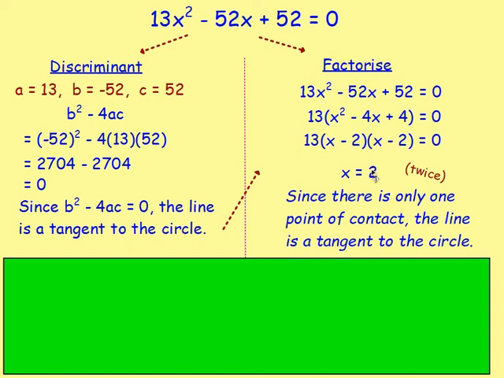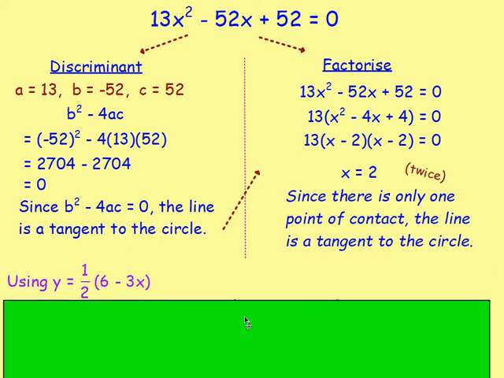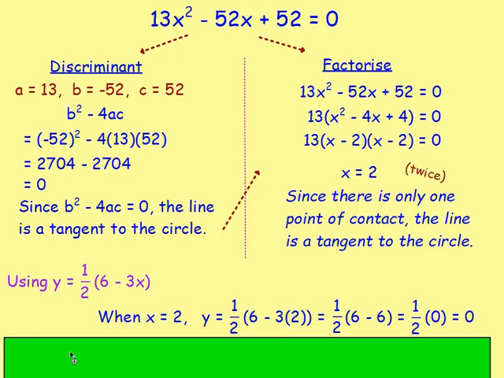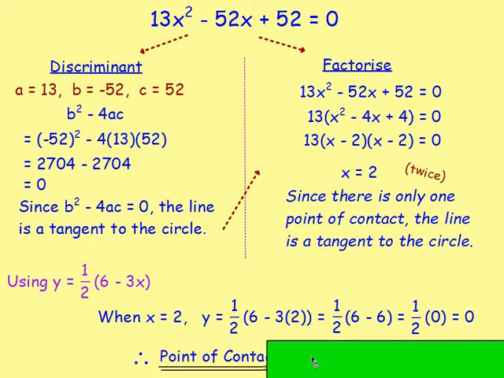Obviously though, the point of contact, once you know that x equals 2, you can use that equation that you rearranged, y equals a half bracket 6 take away 3x, and we can sub in that value, x equals 2. Subbing it in then, we'd have a half times 6 take away, that becomes 6, so it's a half of 0, which is 0, meaning then the point of contact is going to be 2, 0.